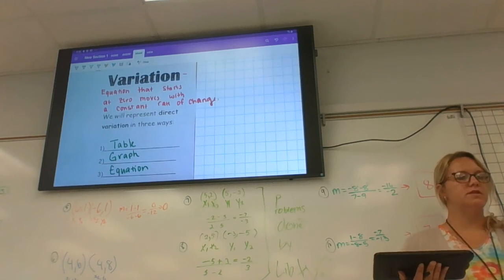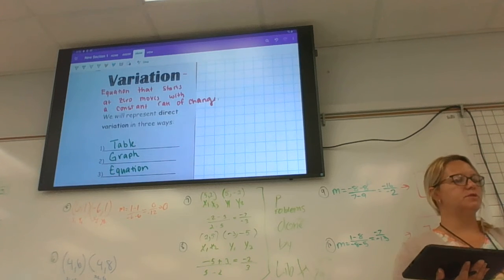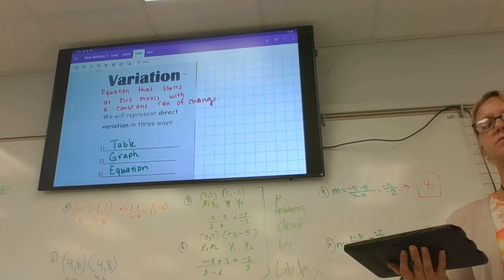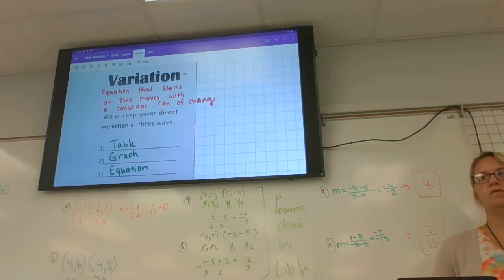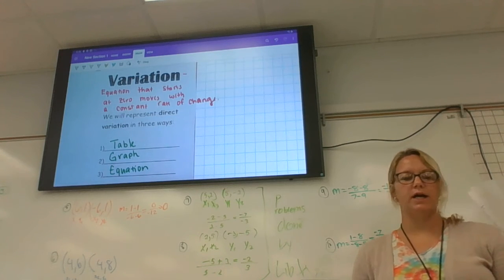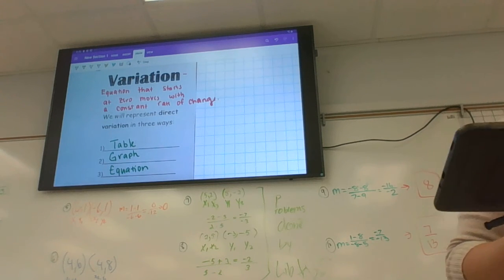So when you open this foldable, you'll see tables first, and then graphs, and then equations. So this is really more of a reference. This is more of a reference sheet than a practice sheet. This is for you to refer to and look at when you're asked questions about direct variation.